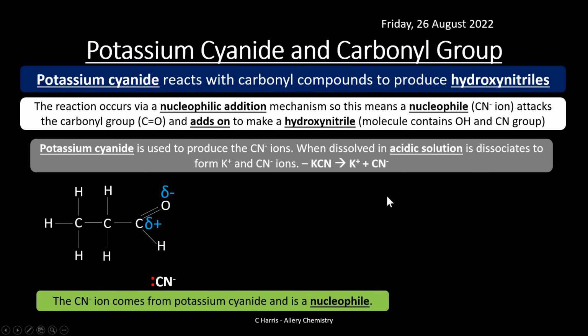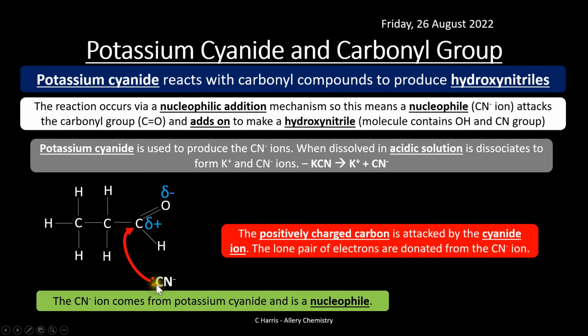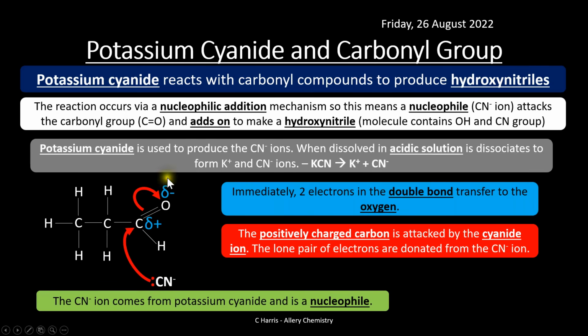These CN minus ions then act as a nucleophile. So remember, they go for the delta positive carbon. Make sure you show your polarities in the exam as well. That's going to be really important. But this goes in, attacks the delta positive carbon. This breaks the double bond and forms a negative charge on the oxygen. And obviously we've got this intermediate here.